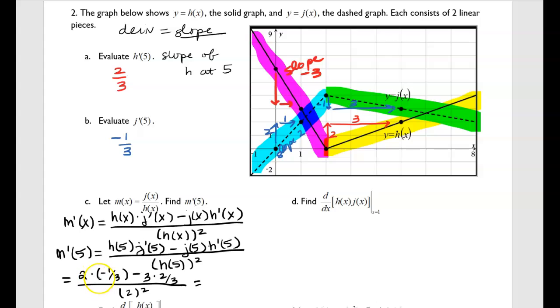So in the numerator, I have negative 2/3 minus 6/3, that's negative 8/3 divided by 4, which gives me negative 2/3 for my final answer. You could leave your answer right here in that numeric form.